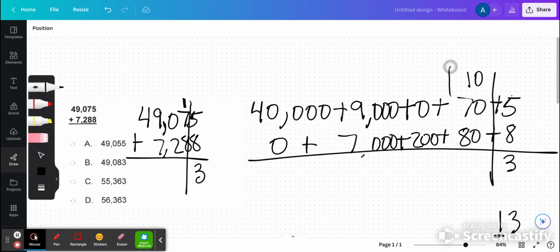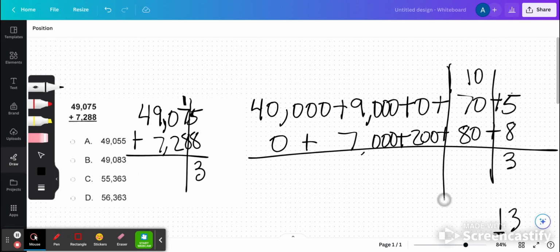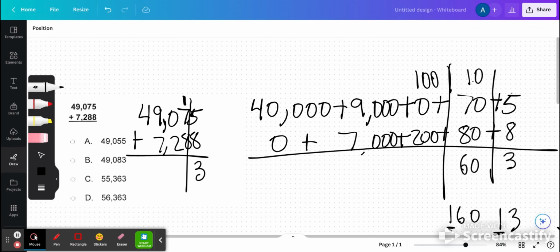Now going back to the expanded form, we're going to add 70 plus 10, which is 80, and then 80 plus 80, which gives us 160. Because we make 100, we're going to move that 100 over to the left into the hundreds place, like that, and then we are going to write our 60 in our tens place.